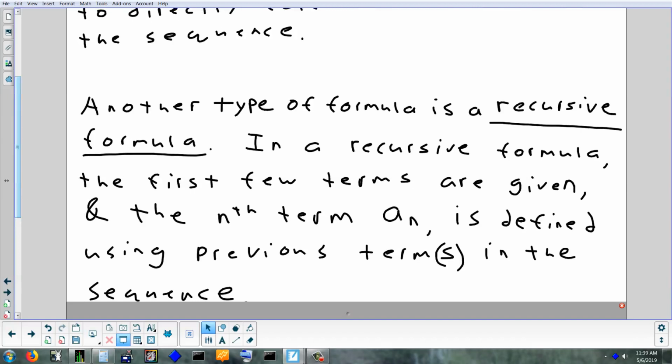Okay, so explicit, you can find what you want right away. Recursive, you've got to find everything up to the one that you're looking for. Recursion is a pretty fancy thing. They use that a lot. There's a whole type of computer programming that involves recursion.